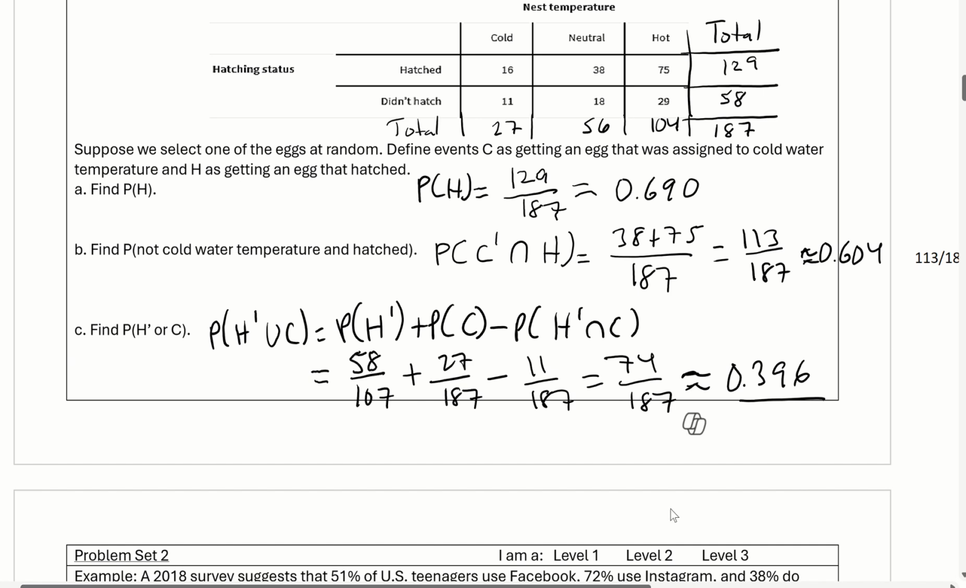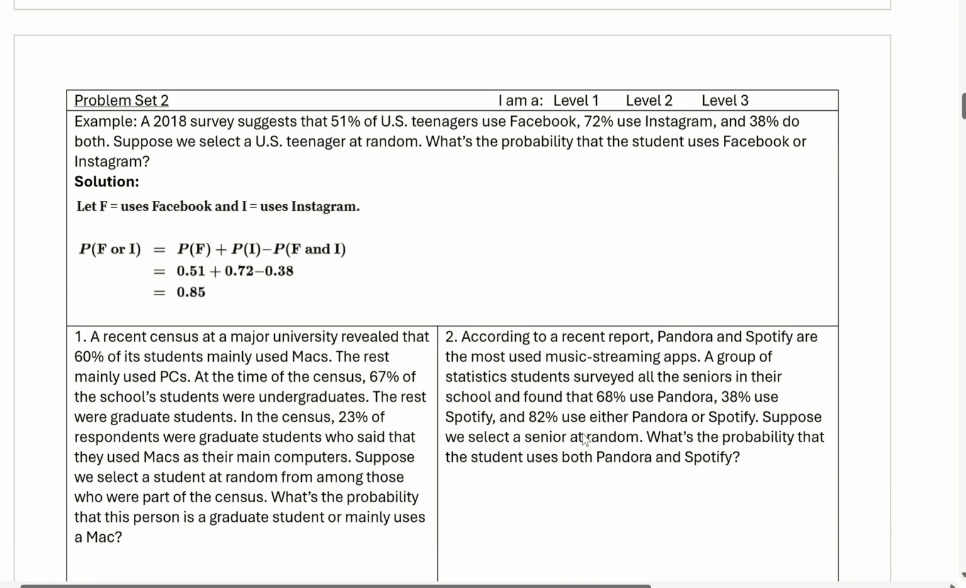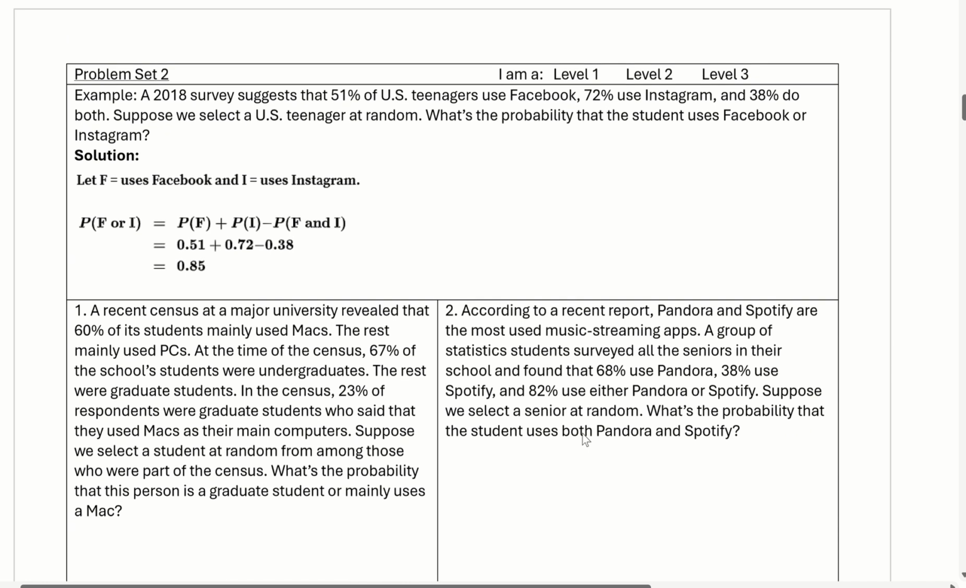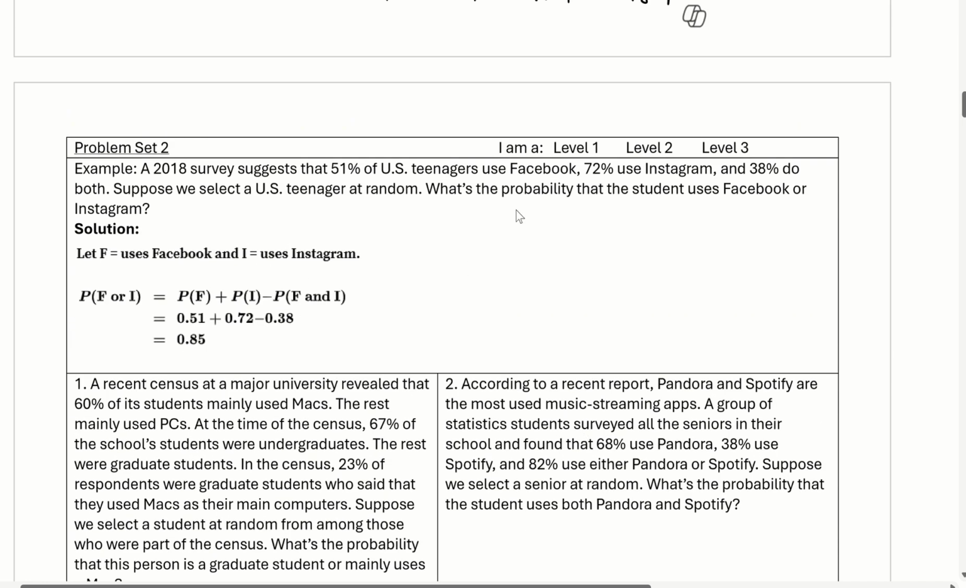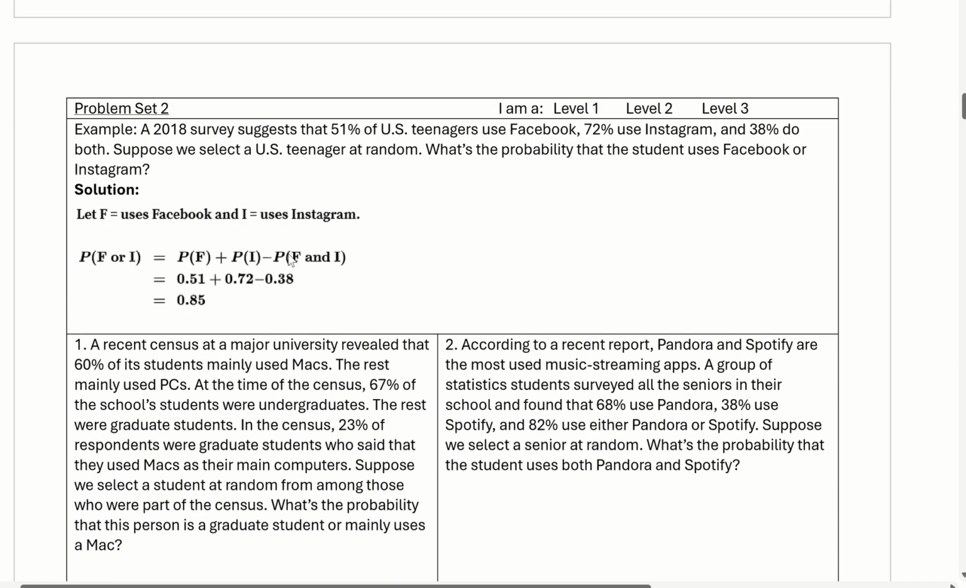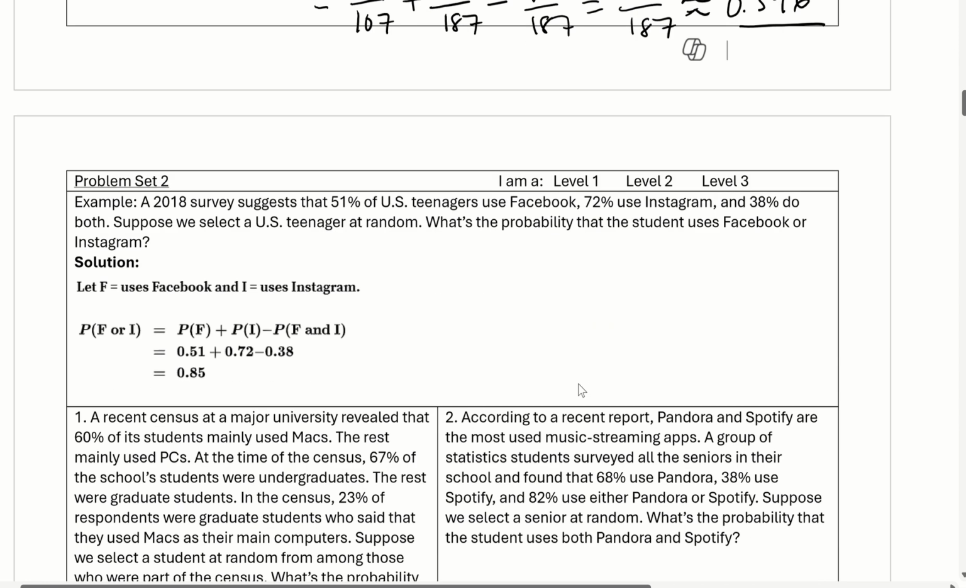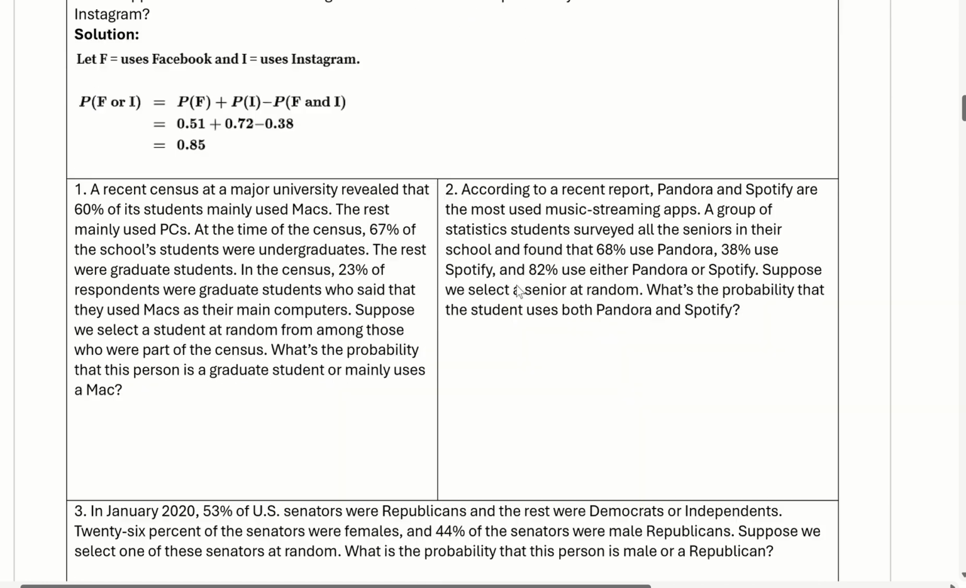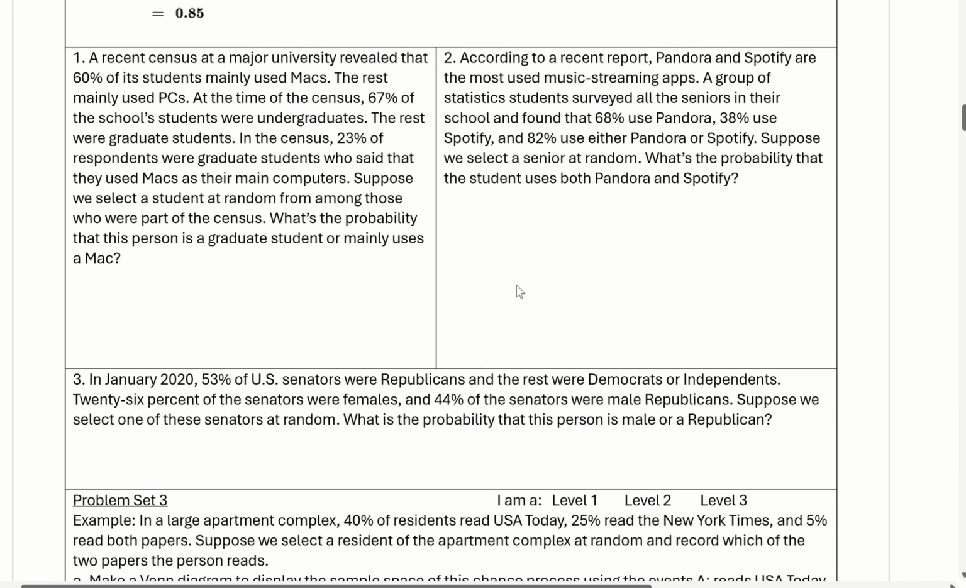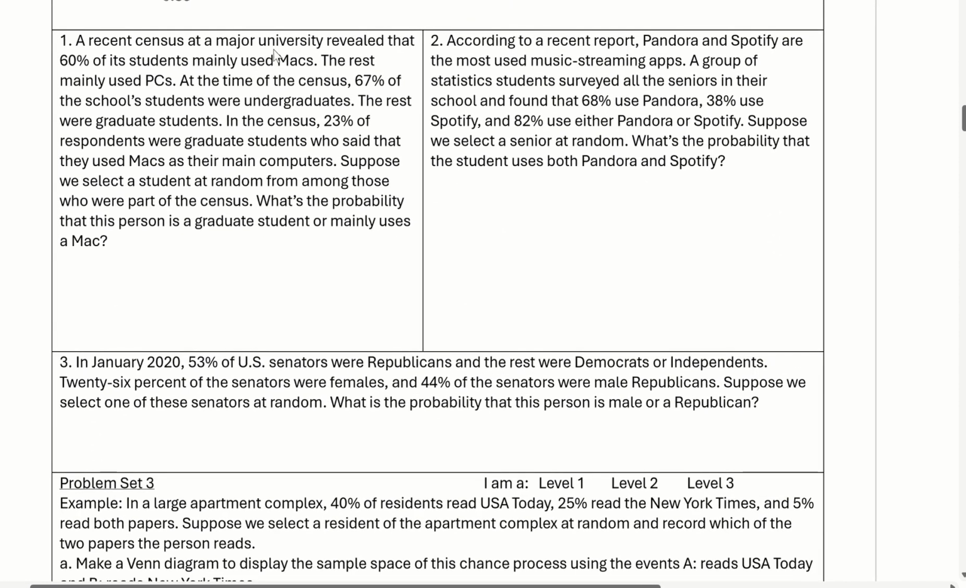All right, takes care of that one. So let's look at the next problem set. This one is again using the general addition rule, based on no table or anything, just using the general addition rule, without a table, basically.